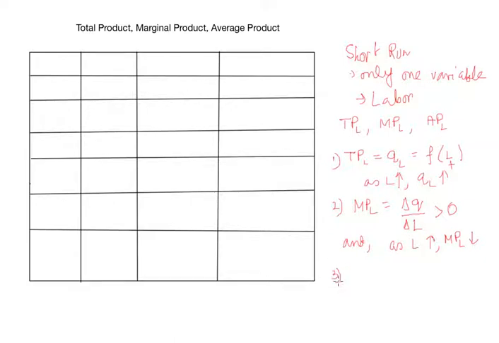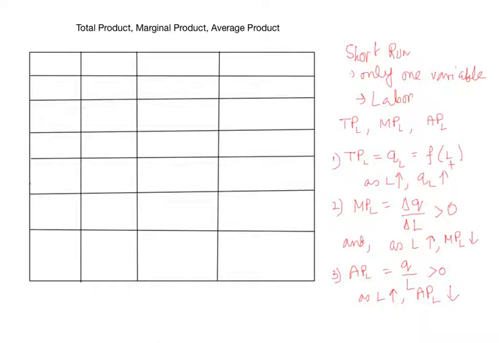And the third variable that we're going to derive is known as average product of labor, which is defined as total product of labor divided by the units of labor. So it is basically output per unit of labor. And we will see that this number is also greater than 0, and as L increases, average product of labor decreases.